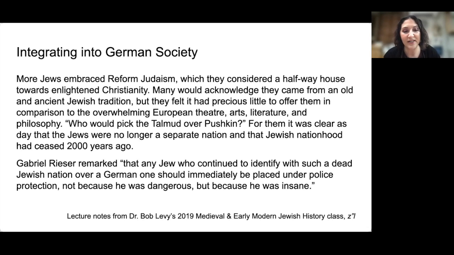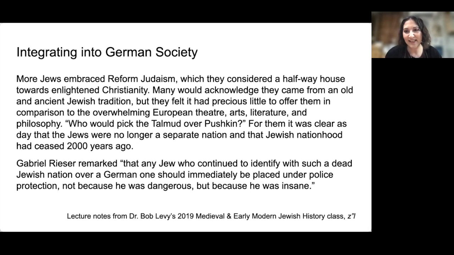Gabriel Reiser remarked that any Jew who continued to identify with such a dead Jewish nation over a German one should immediately be placed under police protection, not because he was dangerous, but because he was insane.